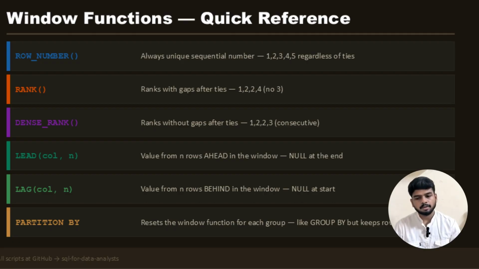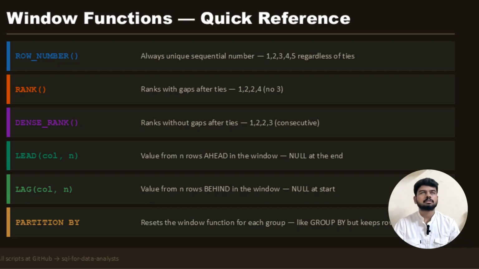Next will be row number, rank and dense rank. Row number is always unique. Rank shares the rank but with gaps. Dense rank also shares the rank with ties, but there are no gaps. Lag gives the value from n rows behind. Lead gives the value from the rows ahead. Right? This is what we learned in this particular video, a short and crisp video.